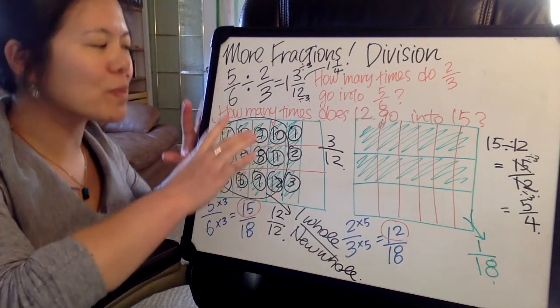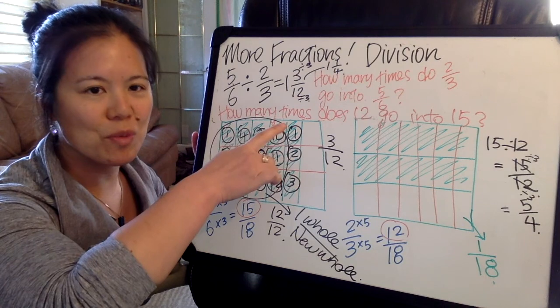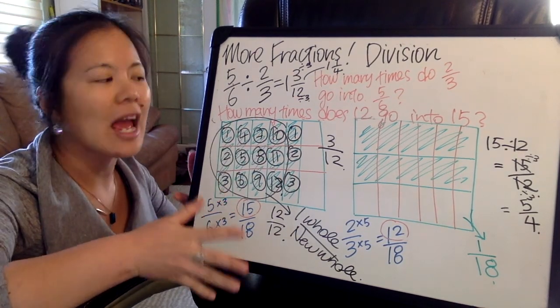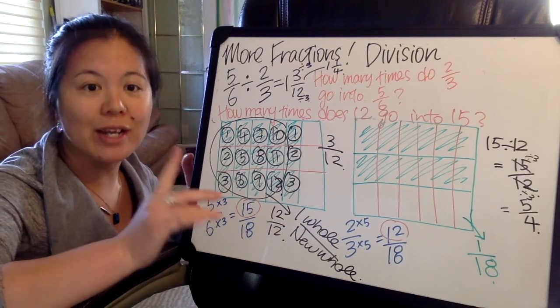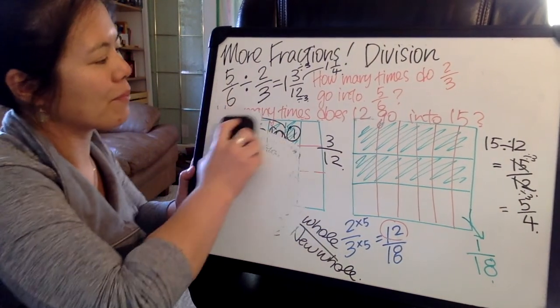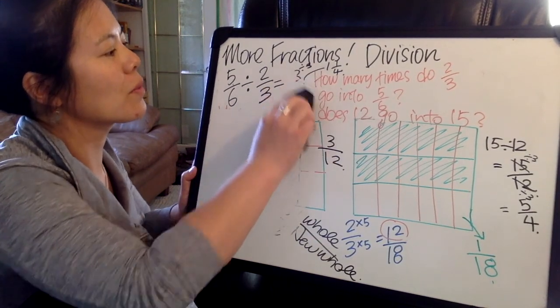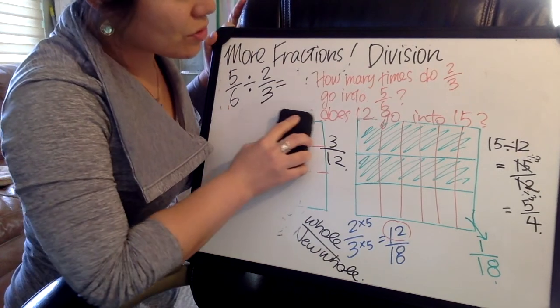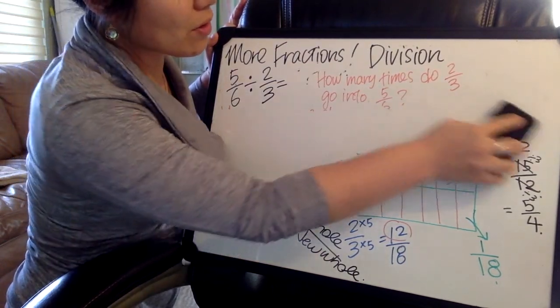But because we are dealing with 6 and 3, we can do it in a different way. We are still going to be using area models, but it will look a little bit different. So let me show you. Okay, so that part can go.